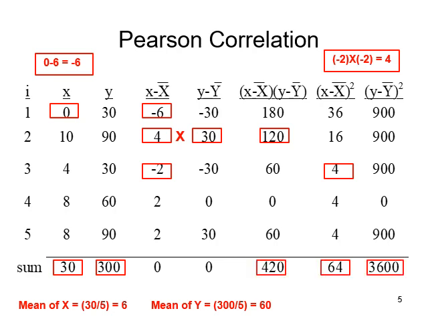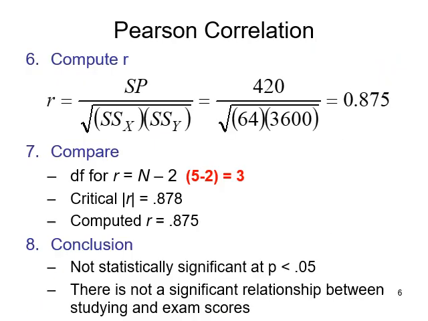So doing this process, we now have the sum of products, 420. We have the sum of squares for X, 64. And we have the sum of squares for Y, 3,600. Those are the three numbers we now need to plug into that initial equation to actually get our Pearson's r. So we're going to take these three numbers and move them on to the next slide.